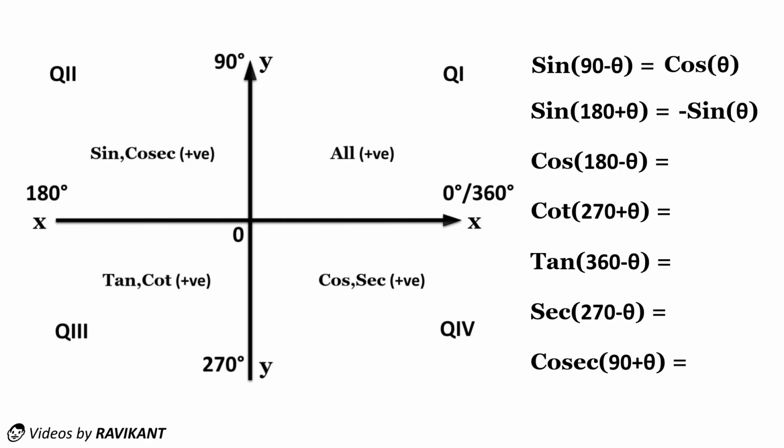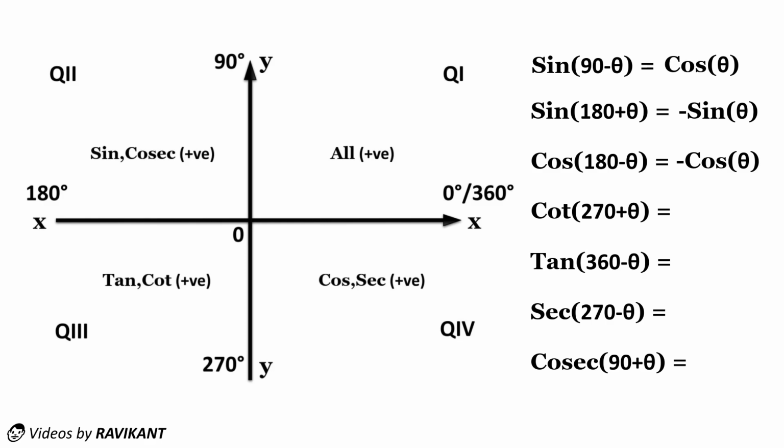Next we have cos 180 degree minus theta. Here the angle is 180 degree minus theta that lies in the second quadrant. And in the second quadrant only sin and cosec are positive and other ratios are negative. So we have been given cos and it would be negative, and it will remain as it is because the angle is 180 degree minus theta. So cos 180 degree minus theta is equal to minus cos theta.